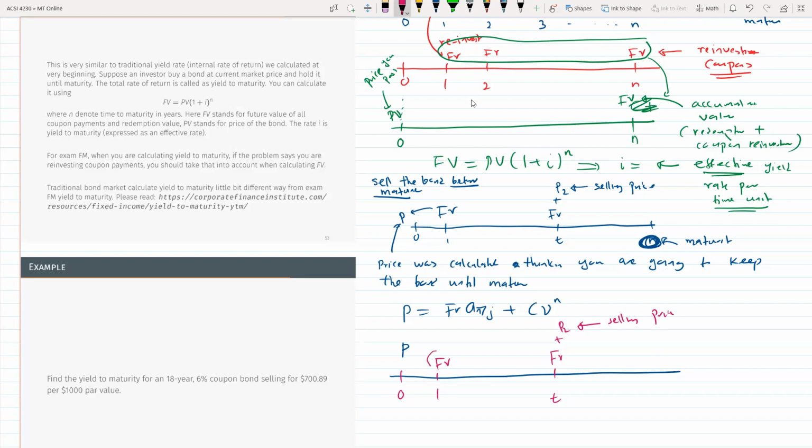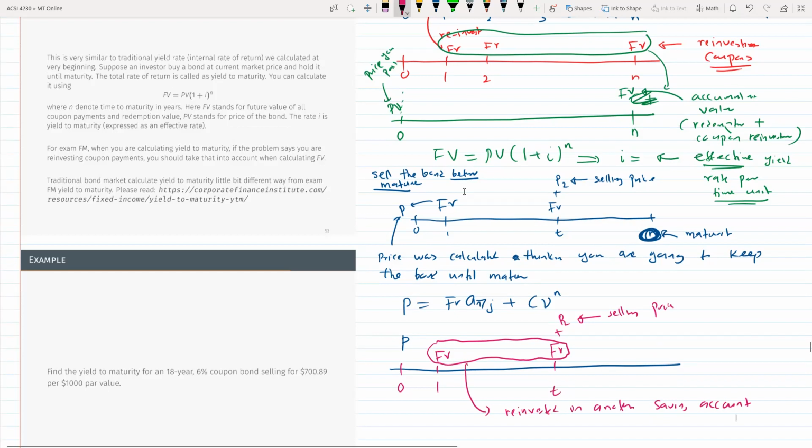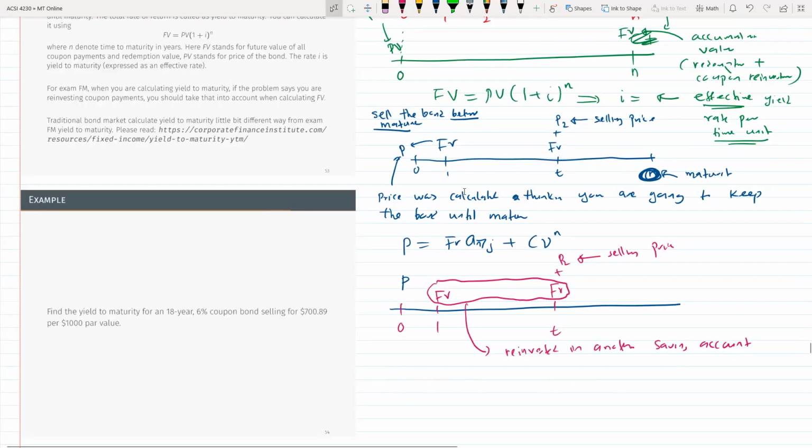And then also, the coupons you received until that time, you reinvest. Reinvested in another saving account. So every time you get a coupon, you will deposit it in a saving account. So now this becomes a really non-traditional problem. So how do you get the yield rate? You can't say j is your yield rate. That's not true, because that is just to find the price at the very beginning.